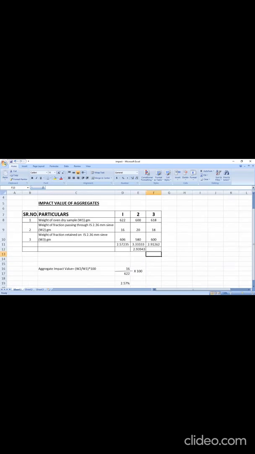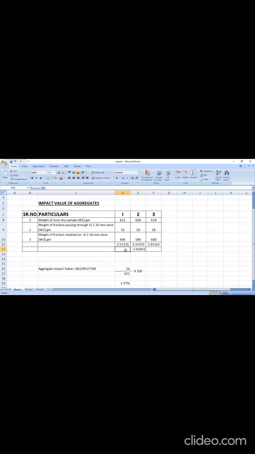After calculation, we get the value 2.57, that is 16 divided by 622, W2 upon W1 into 100. The aggregate impact value is calculated in terms of percentage. So the first value is 2.57. Same for the second reading, 20 divided by 600, it is 3.33. And for the last, 18 divided by 618, that is 2.91. So these are the three readings taken for the practical.